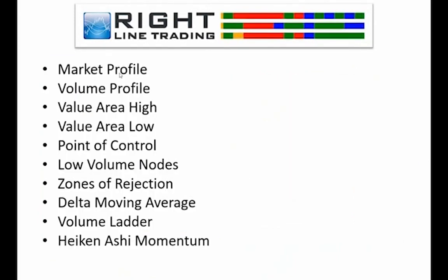So we're looking at market profile, which is created by volume profile. We have a value area high, a value area low, a point of control. We have our low volume nodes creating our zones of rejection. And we have our delta moving average. Now we're going to have a delta moving average on our chart, and we're going to have our delta moving average on our two higher time frames that create our order flow indicator.